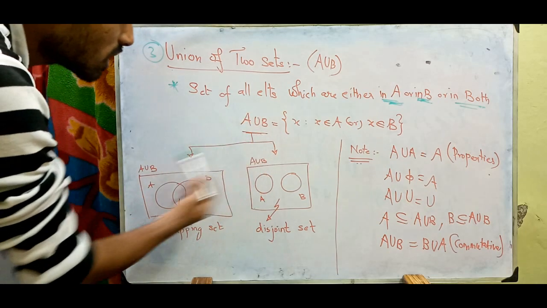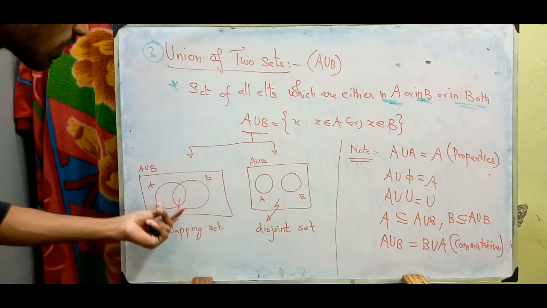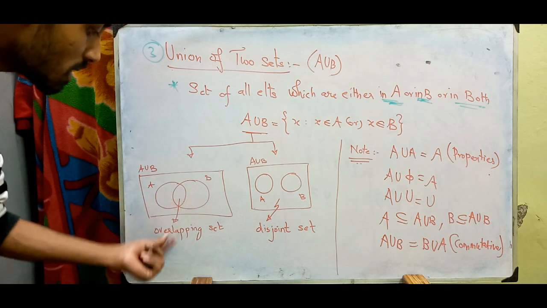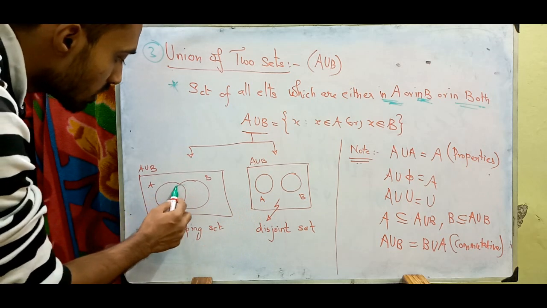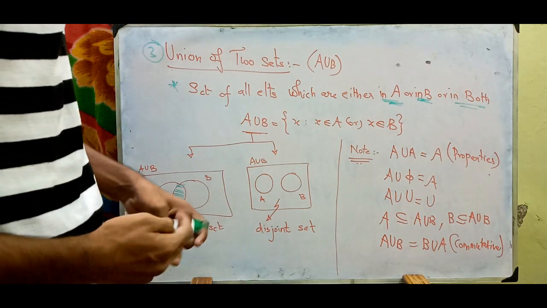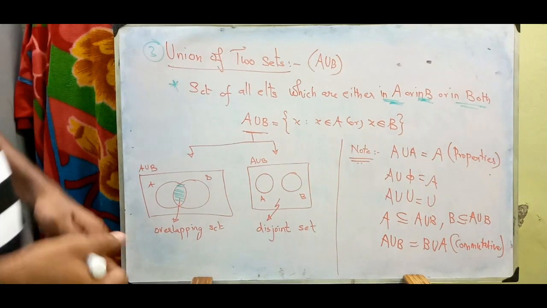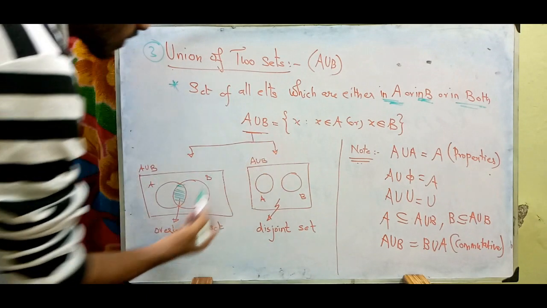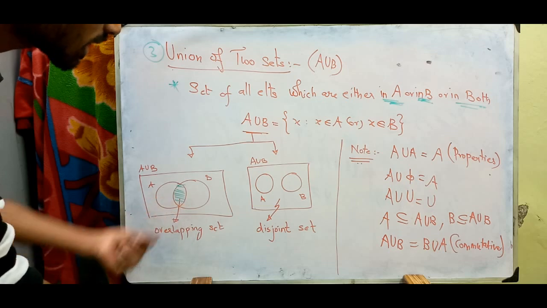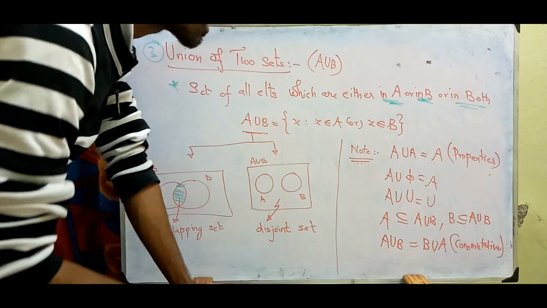Okay, so A union B is generally represented in a Venn diagram in one of these ways. This is also A union B, this is also A union B, but in this kind, A and B are overlapping sets, one set and the other set overlapped, and here the two sets are disjoint. Got it? So here A union B can be written in one of these forms: here A and B are overlapped with each other, and here A and B are disjoint, separated from each other.